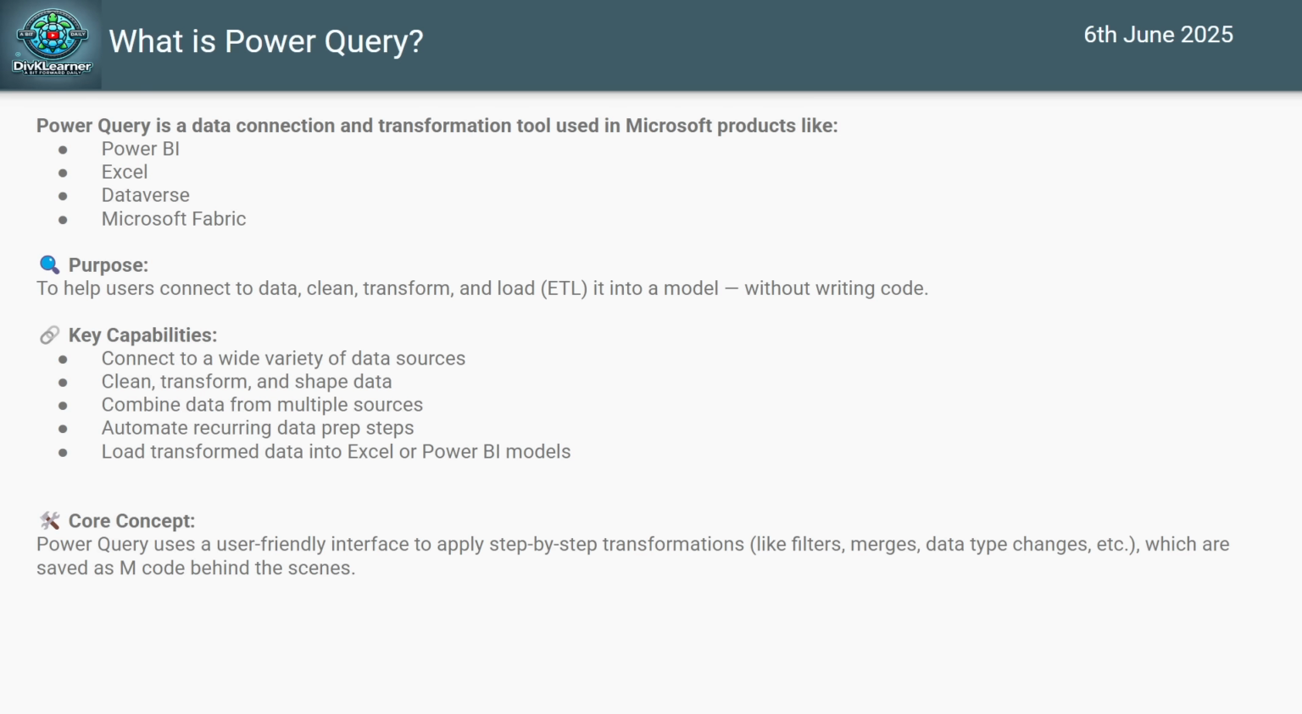Power Query provides a user-friendly interface where you apply transformations step by step, like filtering rows, changing column types, removing errors, or merging datasets. And these steps are recorded automatically as something called M code in the background. So whether you're pulling the data from an Excel sheet, SQL database, web pages, SharePoint, or even APIs, Power Query can help you prepare that data cleanly and consistently.